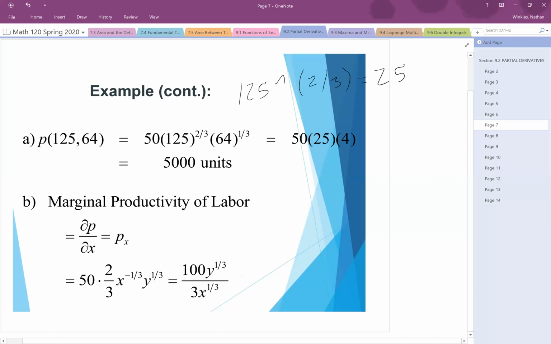If you wanted to, you could also write this as 100 over 3 times x divided by y to the 1/3. May gain something out of that, may not. It depends on what we're trying to plug in.